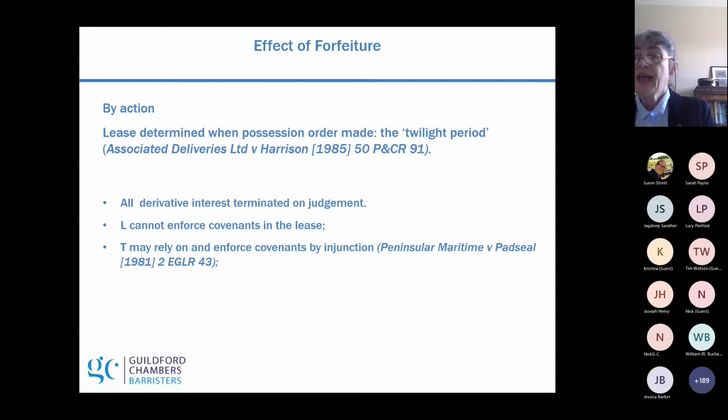In the Peninsula case, a tenant obtained an interlocutory injunction to compel the landlord to put a lift in working order during the pendency of proceedings. A tenant is no longer bound to pay rent in this period, but if he continues in possession, he will be liable for mesne profits until possession is given up.